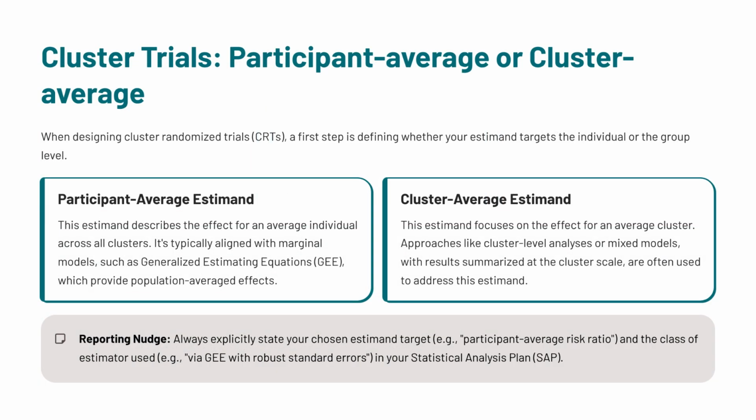Yeah, so building on that idea of matching the analysis to the estimand, the same logic applies to cluster randomized trials. In these trials, your estimand might target either the average individual across clusters or the average cluster itself. Again, a participant average estimand reflects the effect for an average person across all clusters and is usually estimated with marginal models like generalized estimating equations. A cluster average estimand, on the other hand, reflects the average effect across clusters and is often estimated with cluster summaries or mixed models.